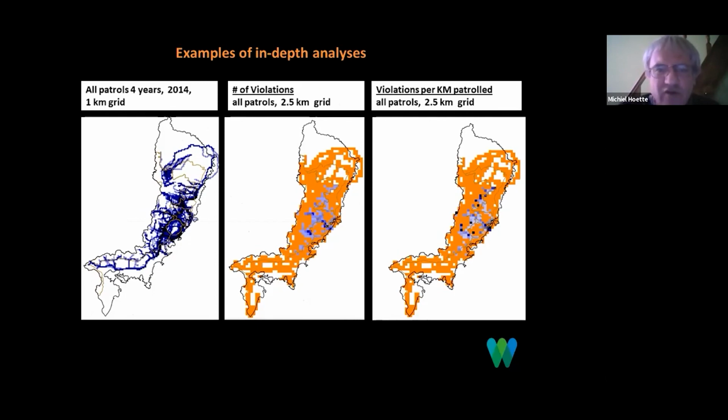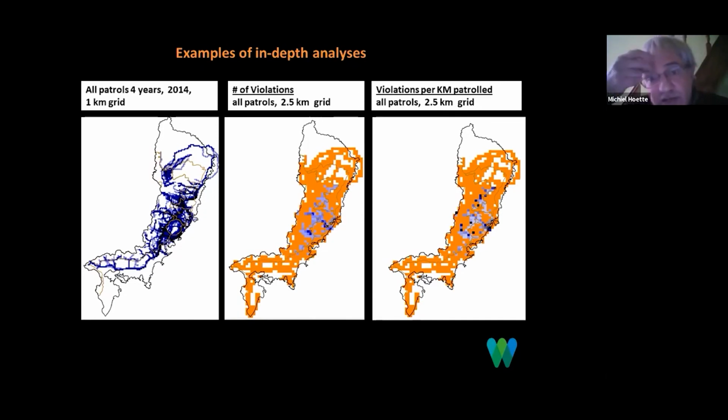Well, basically, you should only look at the 2 pages, the slides, pictures on the right. The one in the middle gives you the violations in absolute terms. So if something is dark blue, that means there were more violations uncovered there than in areas that are yellow. When it's yellow, no violations were uncovered there. On the right is basically the same picture, only there it's a catch rate, so the number of violations per patrolled kilometer.